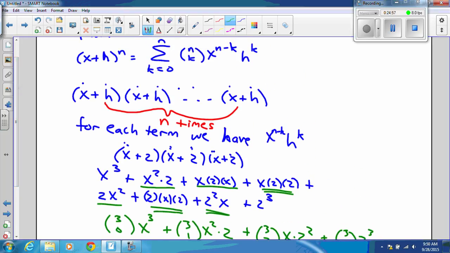So coming back here, I'm just going to make a simple argument that I think you can follow from the example. And that is that for each term we have x to the n minus k and h to the k. And now, how many different ways can I choose k factors of h out of these n factors? Answer. N choose k. Boom.